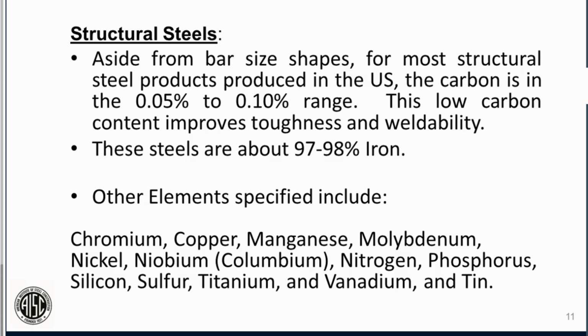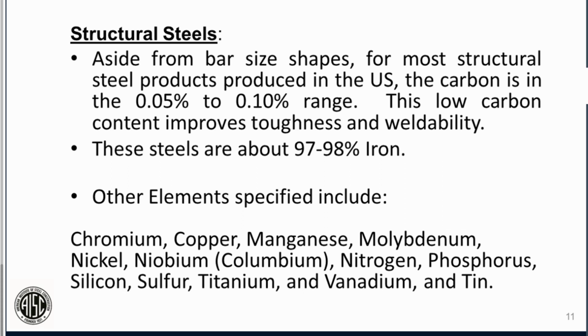So how do you define structural steels? For us, we describe it as size bar size shapes. For most structural steel products produced in the United States, carbon is in the 5 to 10 carbon range. We typically talk in points. We call it 5 to 10 points of carbon. This low carbon content is very good for toughness, ductility, and weldability. Of course, you get about 97, 98% iron.